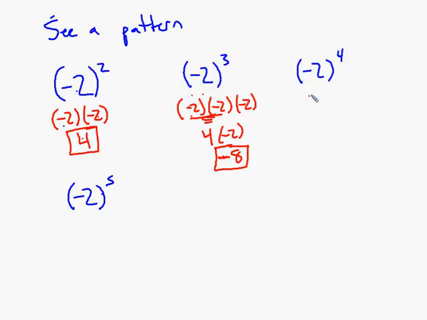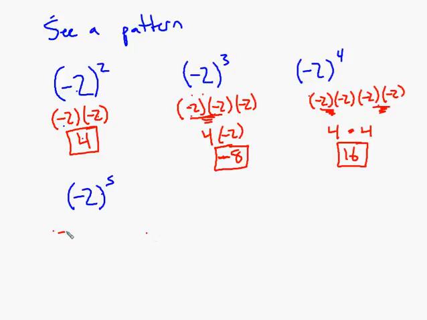Okay, the next one, I have negative 2 times negative 2 times negative 2 times negative 2. So I'll do this first half. What's negative 2 times negative 2? Positive 4. Times positive 4. So I get 16. Any questions how I got 16?